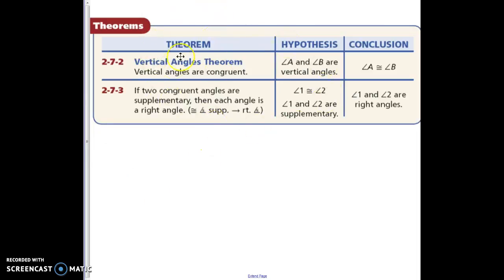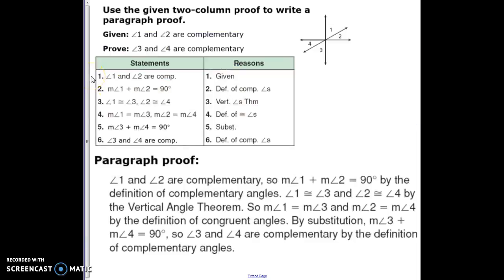So here's a couple of additional theorems. Vertical angles, and if two congruent angles are supplementary, then each angle is a right angle. Of course, these will come back. You already have them in your theorems. But just take a look at this paragraph proof. Use the two-column proof to write a paragraph proof.